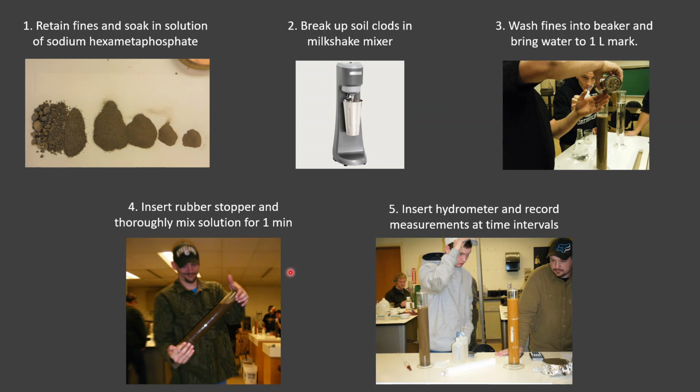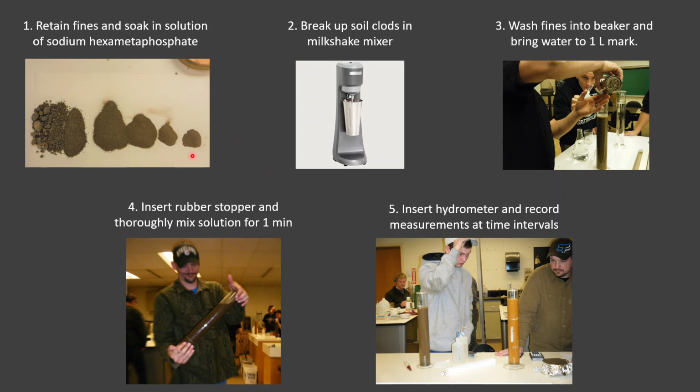The steps to perform the hydrometer test are really fast and furious at the beginning. I'll try not to make it hectic, but it's going to be busy for the first 15 minutes, and then things really slow down, and you just have to wait between your time intervals. The first thing to do is to retain the fines of a soil sample and then soak them in a solution of 40 grams per liter of sodium hexametaphosphate. And that's what we've done. We've retained our small fines from last week's lab, and they've been soaking this past week.